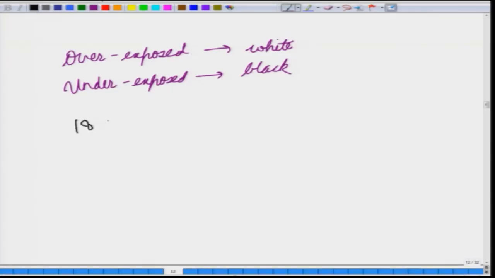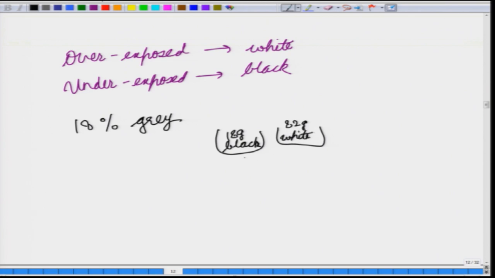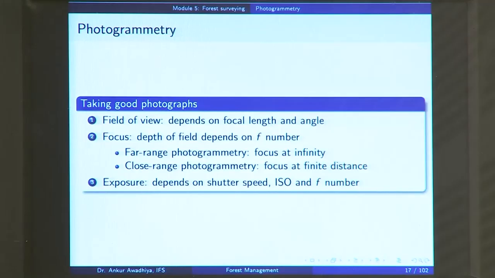And typically a good amount of exposure is referred to as an exposure that is equal to 18% gray, which means that you took, for instance, 18 grams of black pigment and 82 grams of white pigment, mixed both of these together and applied this paste on a piece of paper. So the exposure that is equivalent to this shade of gray is considered to be a good amount of exposure. So when you are taking a good photograph, you need to keep in mind the field of view, the focus and the exposure.